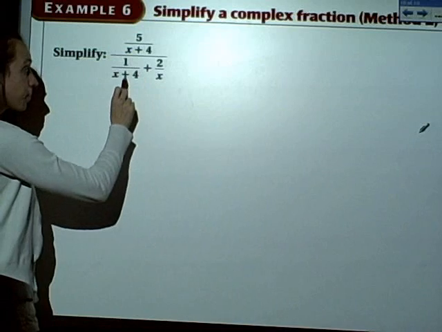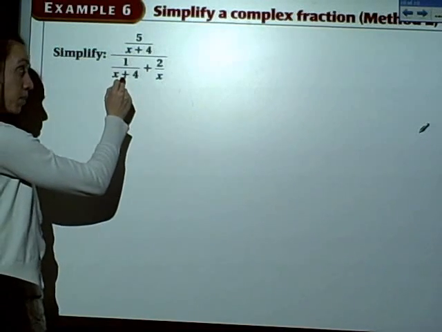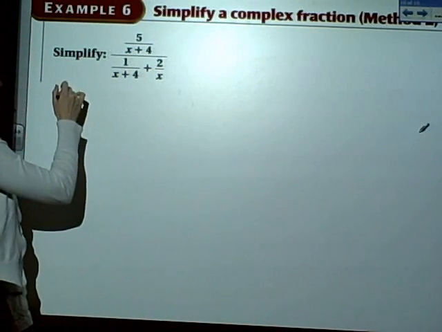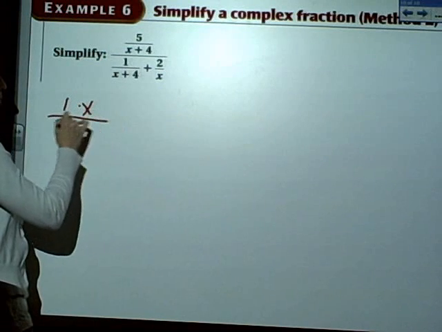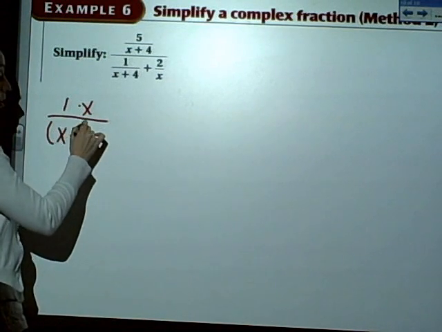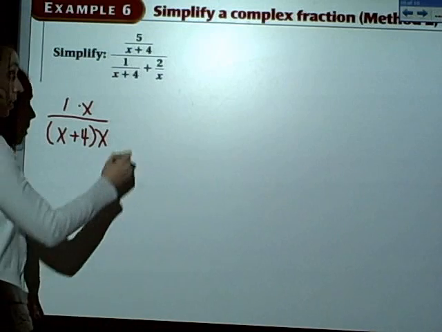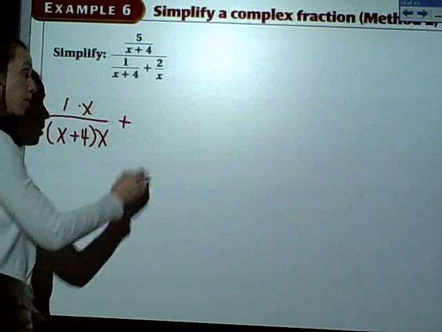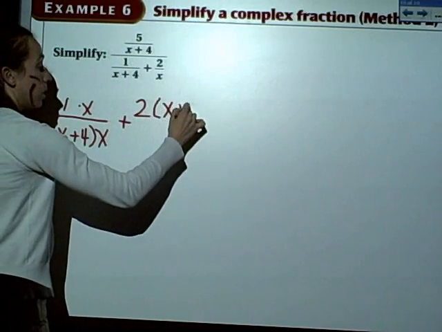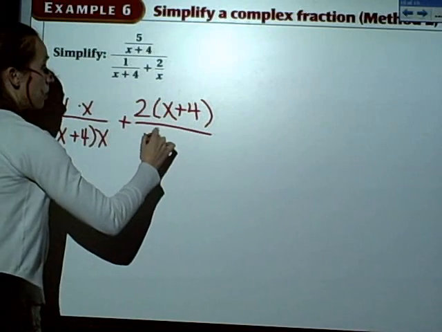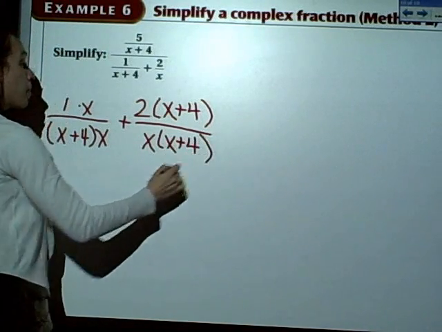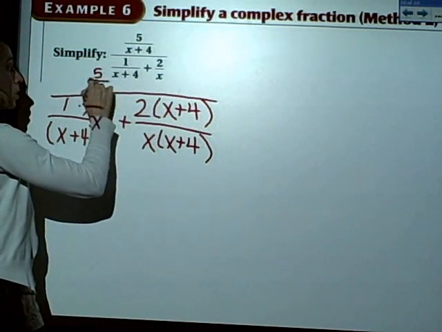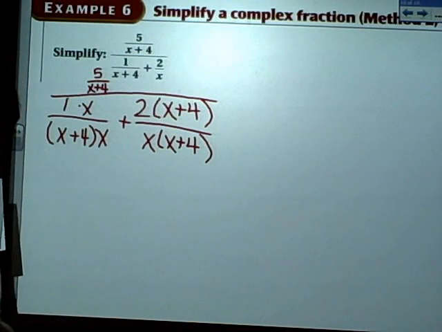We still have to look at the denominators here. They do not match. So what's missing for this first one? This first one does not have an x. So I'm going to fix that. I'm going to multiply the top and the bottom by x. Now let's look at our second one. Second one is missing x plus 4. So I'm going to multiply the top and the bottom by x plus 4. And remember, this is still in the denominator of a bigger fraction, but we'll leave that for now.